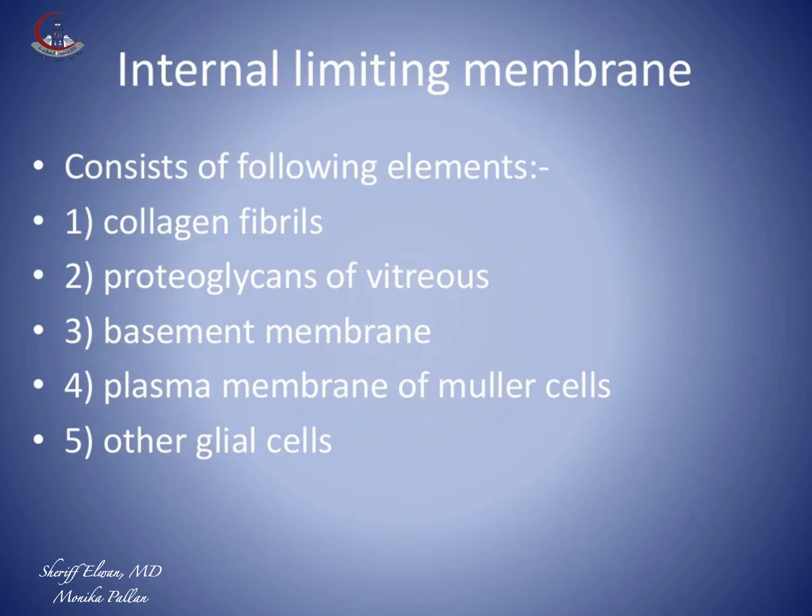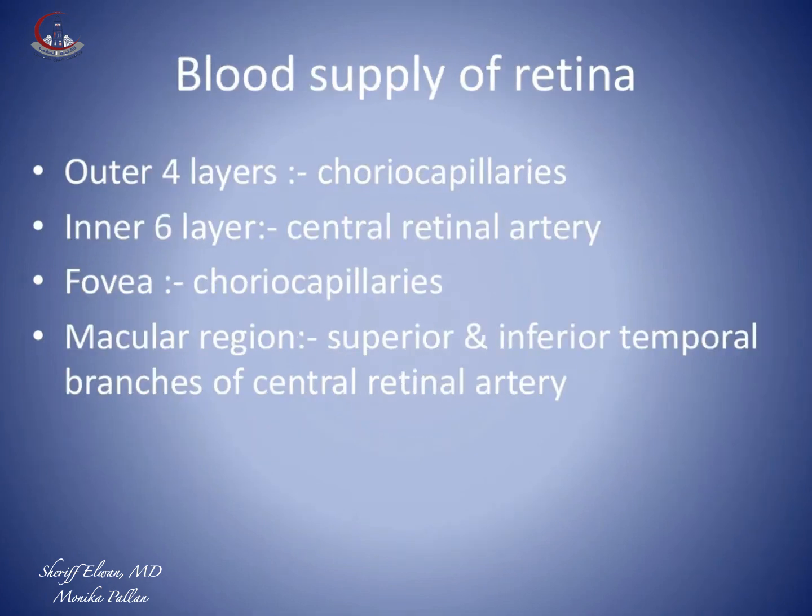Finally, the internal limiting membrane, which consists of the following elements: the collagen fibrils, the proteoglycans of the vitreous body, the basement membrane, the plasma membrane of the Müller cells, and finally other glial cells.